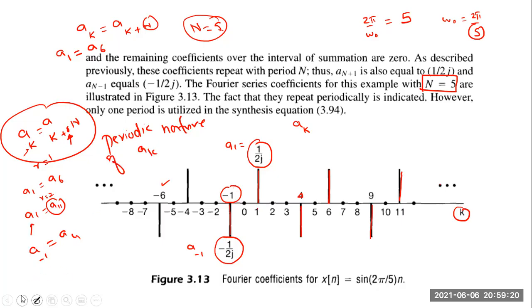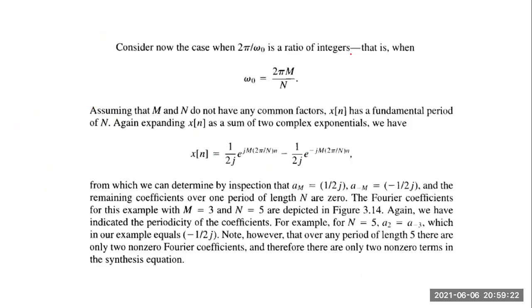Okay. Now let's consider another possibility. I mentioned that this particular signal sine omega naught n is periodic under two possibilities. One is if 2 pi by omega naught is equal to an integer, and the second possibility is if 2 pi by omega naught is equal to a ratio of integers.